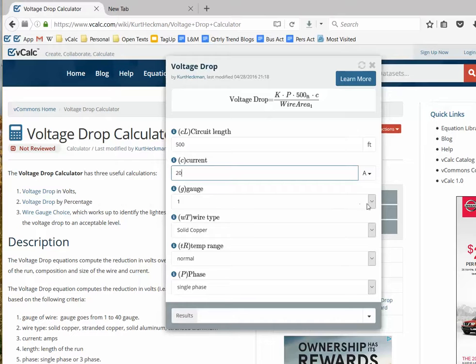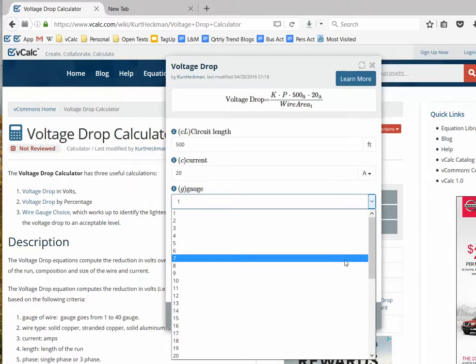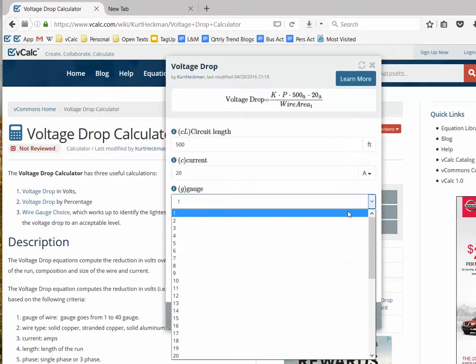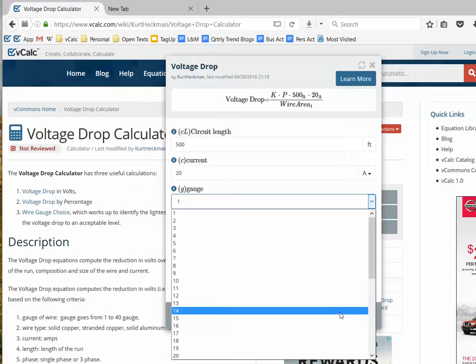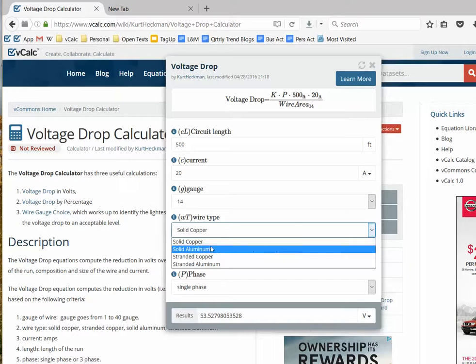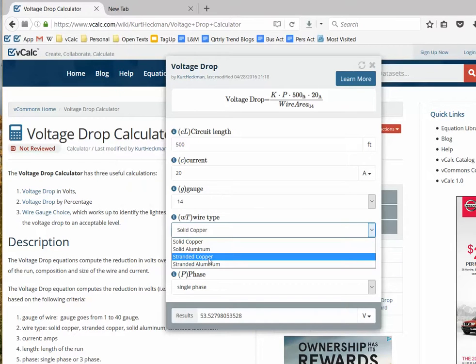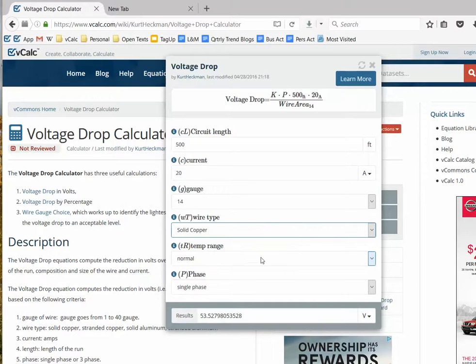Now one of the parameters that is necessary is the gauge of the wire. This really determines heavily in the calculation. These are all the standard gauges from gauge 1 up to gauge 20, but let's put in standard household 14 gauge wire. Then there are some choices depending upon the medium: solid copper, solid aluminum, stranded copper, or stranded aluminum. Let's stick with solid copper, which seems to be the most normal.